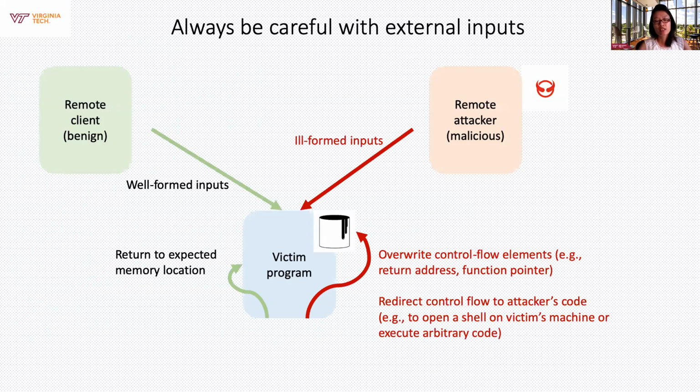This is just to take a step back and see what's going on in a buffer overflow. On the left side, the green colored flow is normal, well-formed input. The victim program takes it and runs it, and everything is as expected. But then the attacker abuses the vulnerabilities in the victim program, injecting ill-formed inputs. That causes the control flow to be altered in a way that is beneficial for the attacker, or at least causes the victim program to crash or hang.